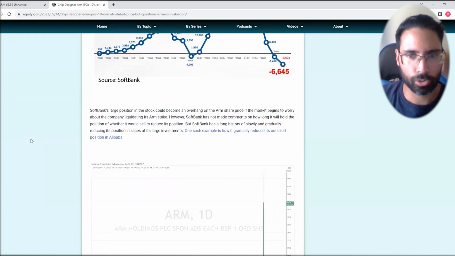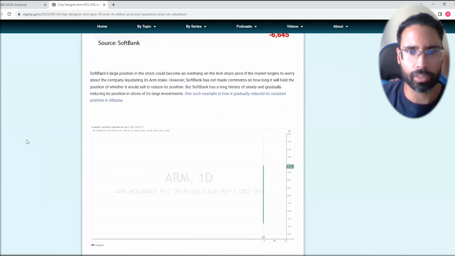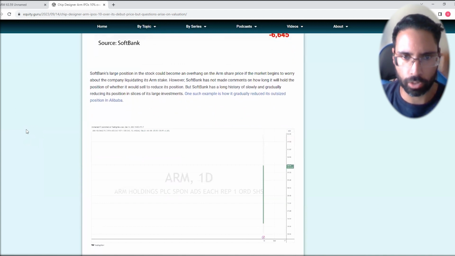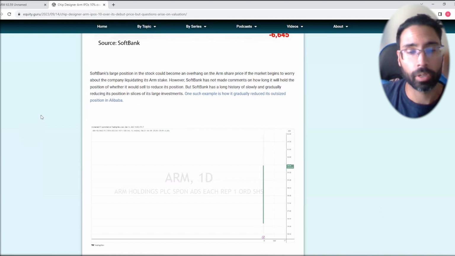And you've probably heard of SoftBank if you follow any of these tech stocks. But the idea now going forward is, is SoftBank going to eventually dump some of their shares just to make some money here? And how would they reduce their position? Generally, SoftBank has a long history of slowly and gradually reducing its position in slices if it's a large investment, and one example is how it gradually reduced its large outsized position in Alibaba.